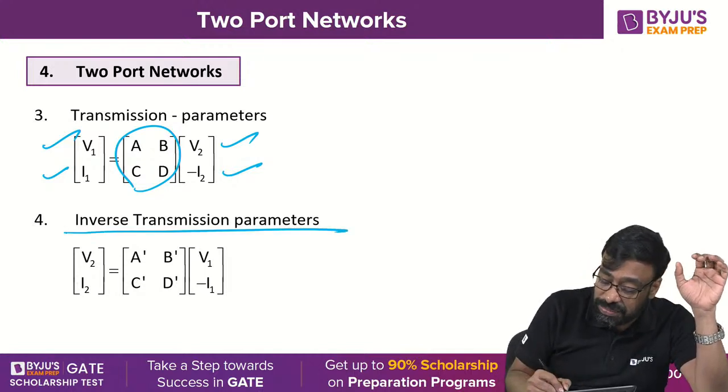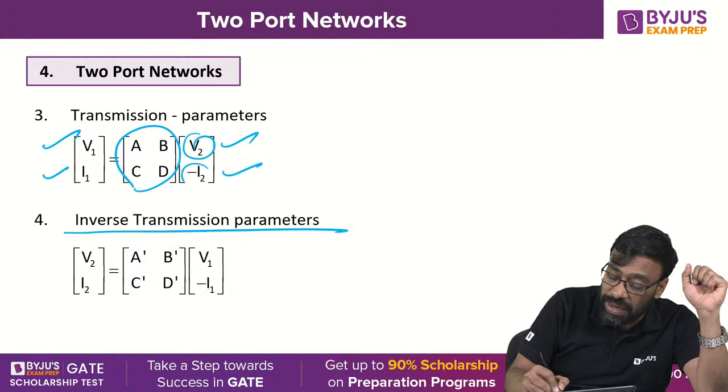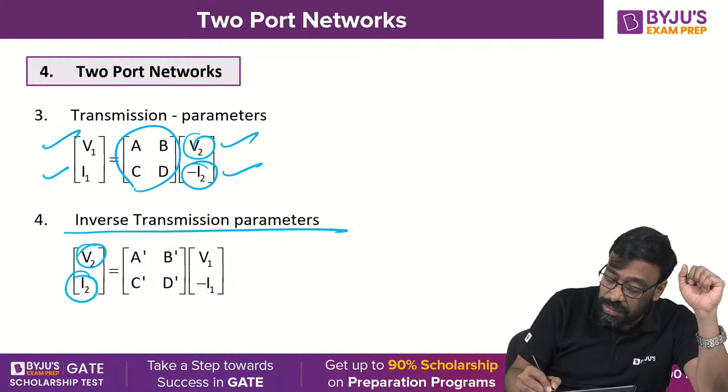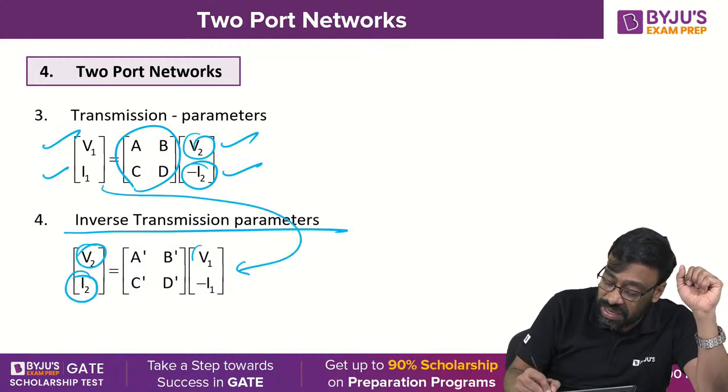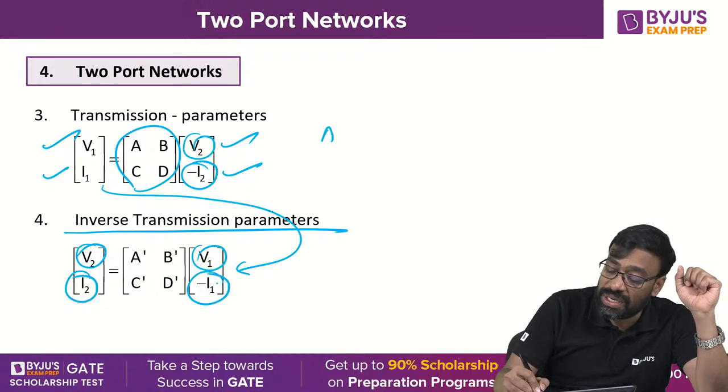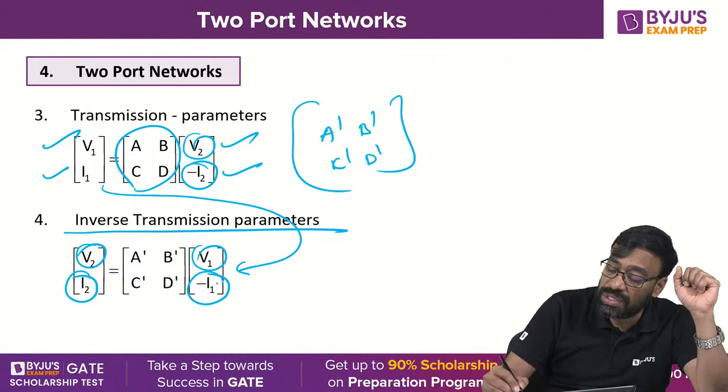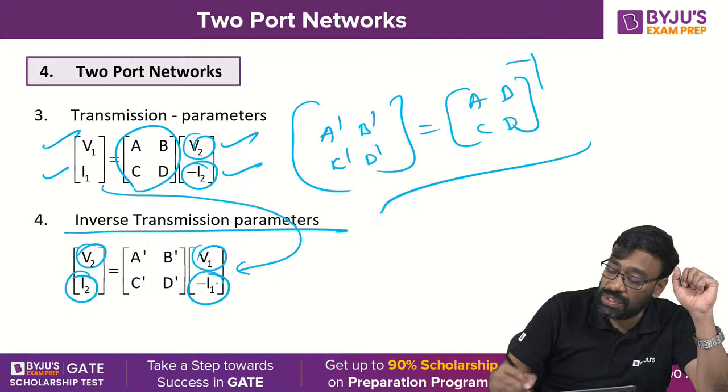Inverse transmission parameters: now V2, minus I2, I'm taking here, but V1, minus I1, I'm taking there. That's it. So inverse transmission parameters are always the inverse of ABCD parameters. Simple.